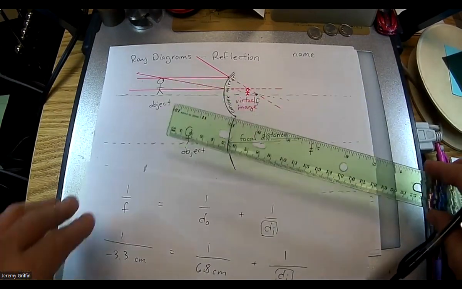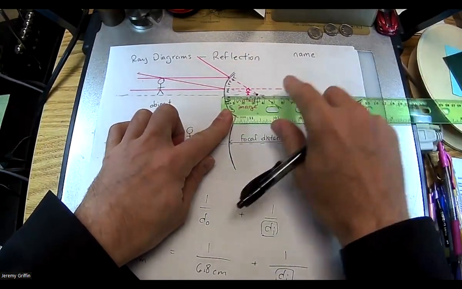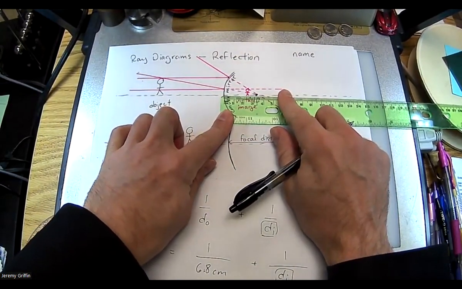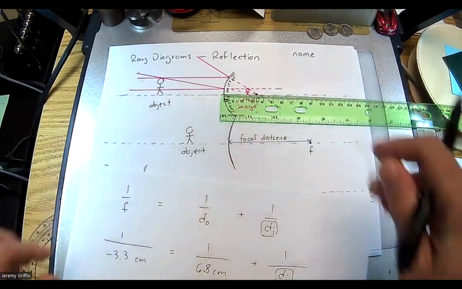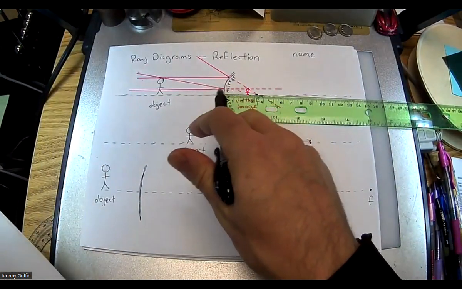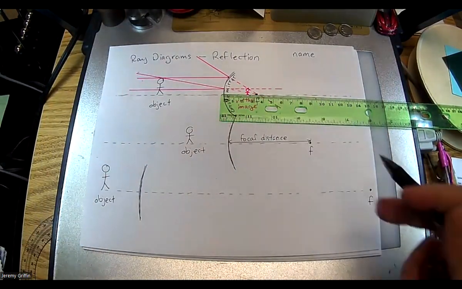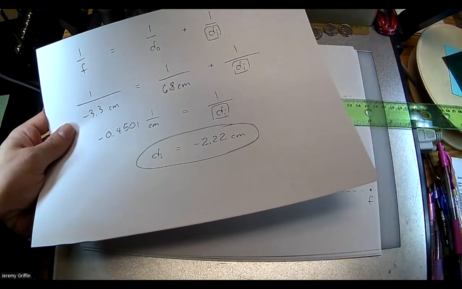Let's see what the ray diagram said. Where did the image actually land? Ooh, look at that. So I'm going to call it about 2.4 centimeters. All right. So the math says 2.2 centimeters. My measurements from the ray diagram show about 2.4 centimeters. Yeah, that's a near match. Right? You guys get it?